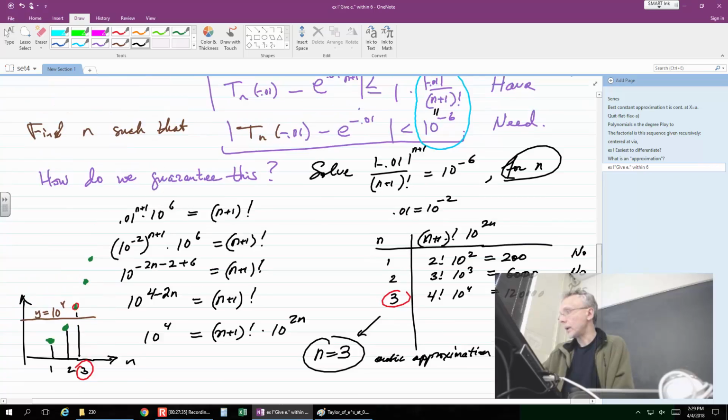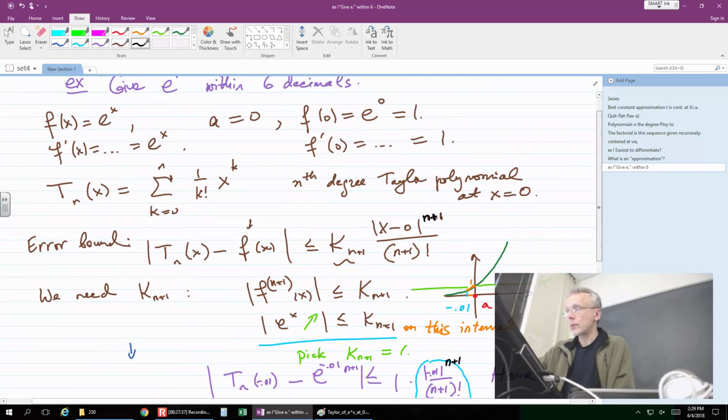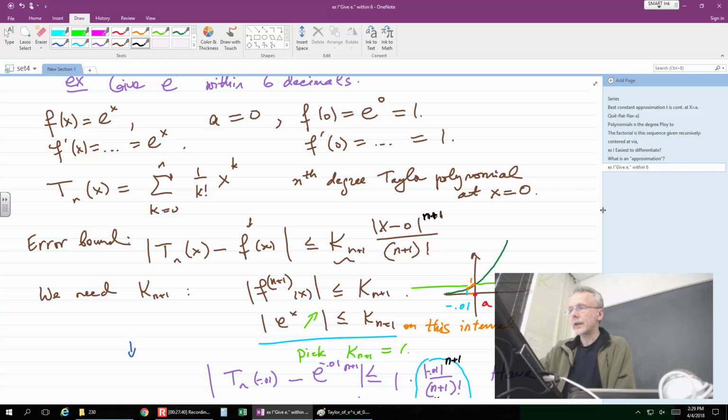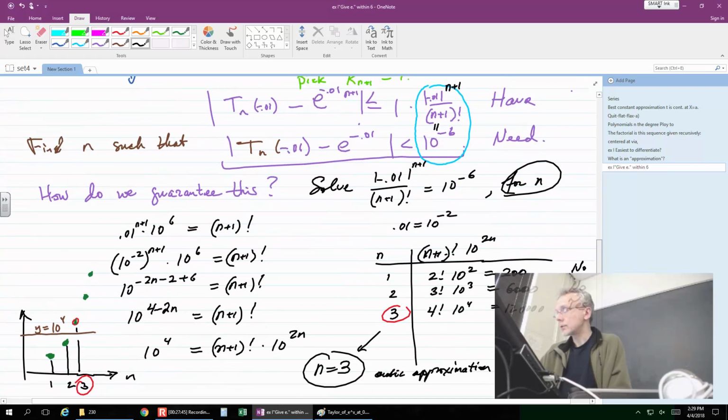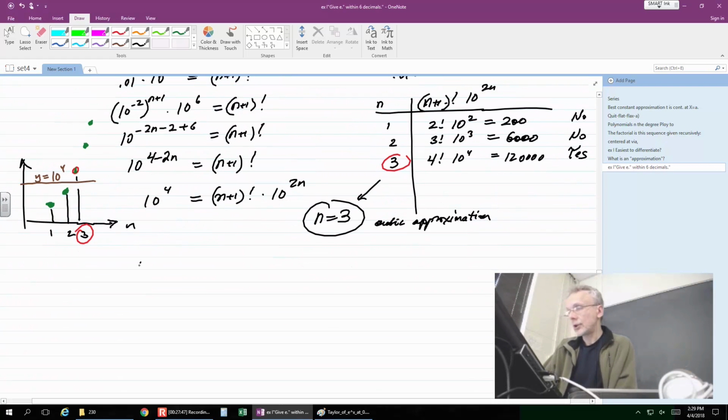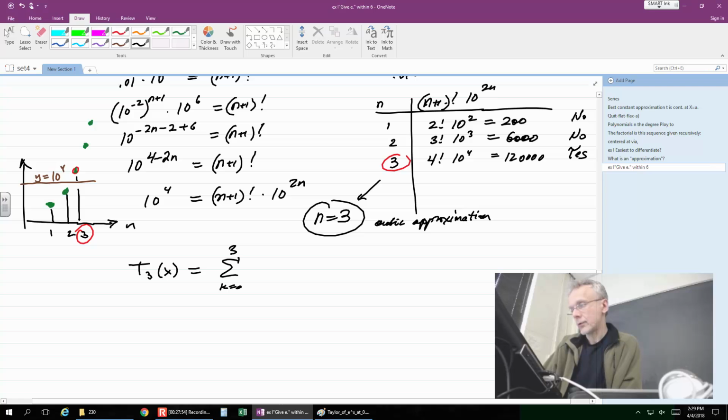And now all it takes is to take our Taylor polynomial over here and plug in n equals 3. That's all. So what we're talking about, T3 of x, is the summation from k equals 0 to 3 of 1 over k factorial times x to the k. Specifically, our interest is in T3 of negative 0.01, so let me write it out.